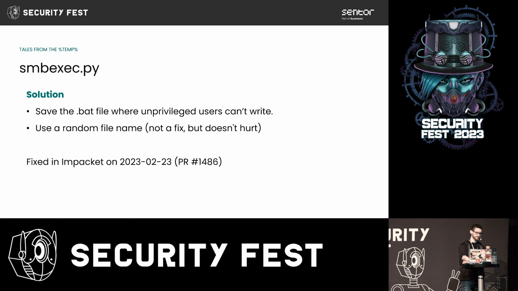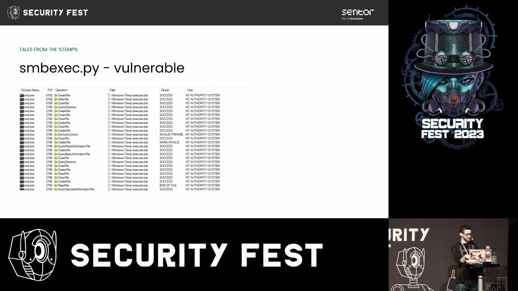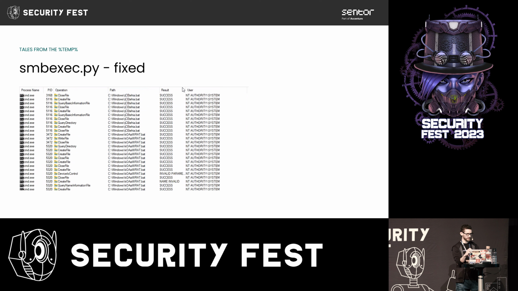And the solution here is, well, don't put your payload somewhere a non-privileged user can write. The fix is that you should write the file somewhere that normal users can't change the contents. And it seems appropriate to use a random name as well. And this was fixed in Impacket earlier this year. This is how the vulnerable version looks if you look at it in Process Monitor. And this is how the fixed version looks. Every command will be executed in a separate file.